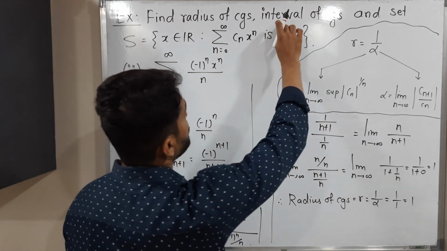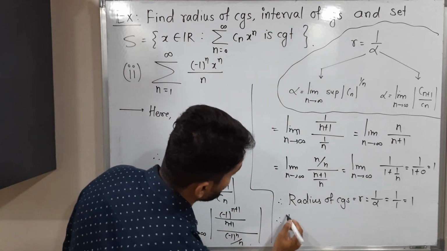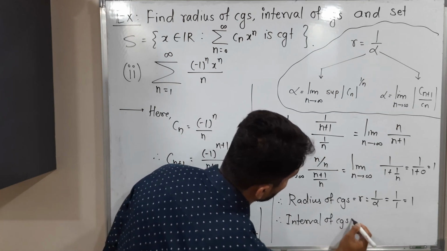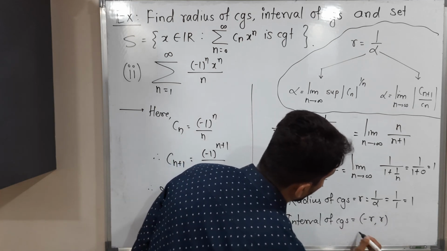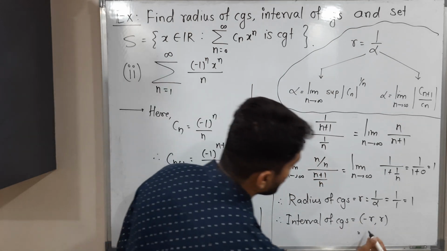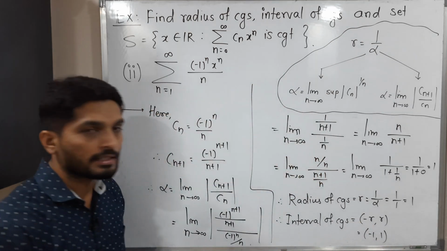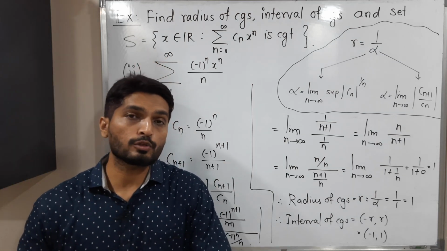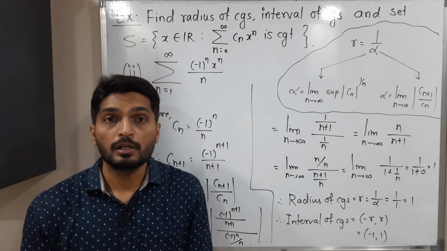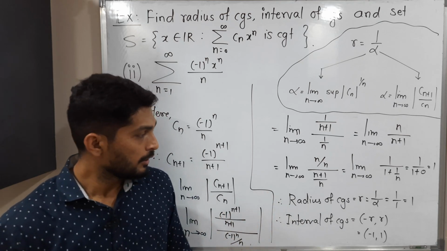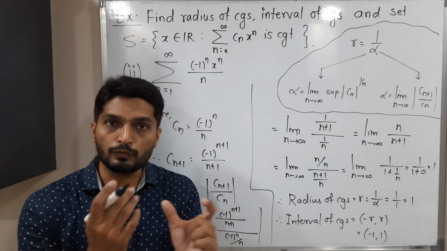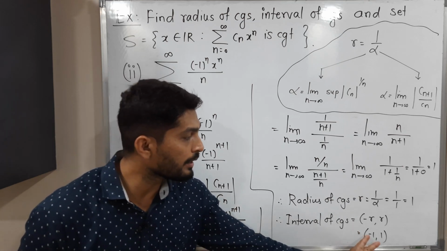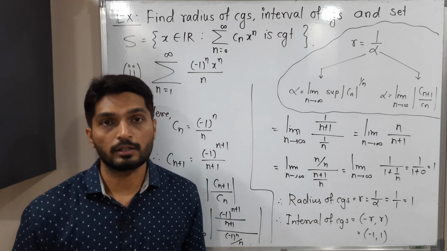Let us go to the next point, the interval of convergence. Very simple formula: minus r comma r. Let us put r as 1: minus 1 comma 1. So this is the interval of convergence. After that we have to find the set S. S is the collection of all real numbers for which the power series is convergent. So obviously the interval of convergence also has the same condition, and we simply need to check at the boundary points minus 1 and 1. So let us do that.